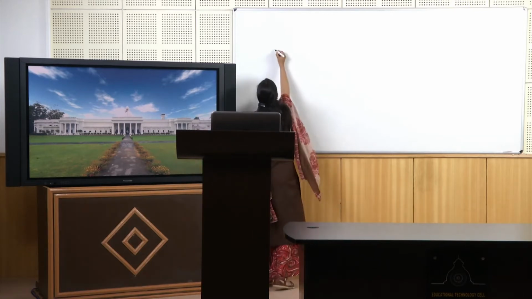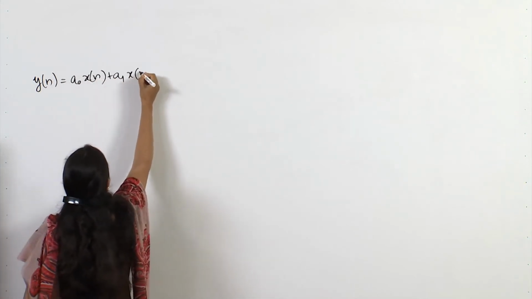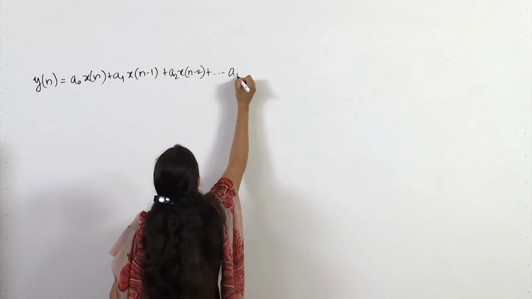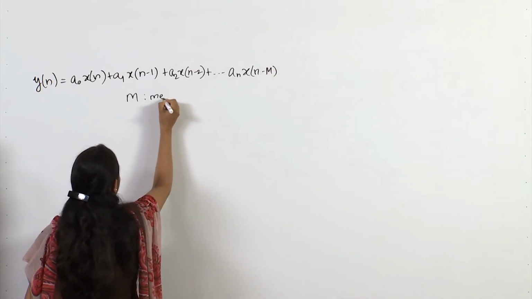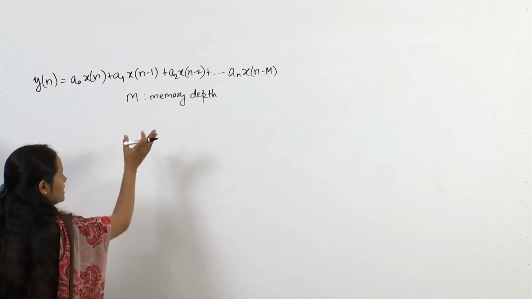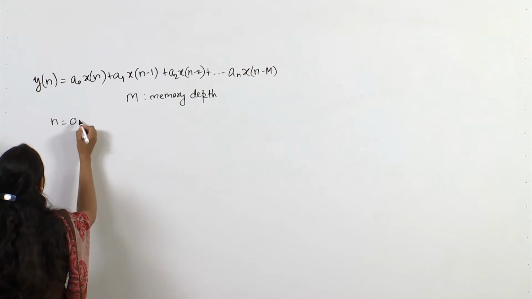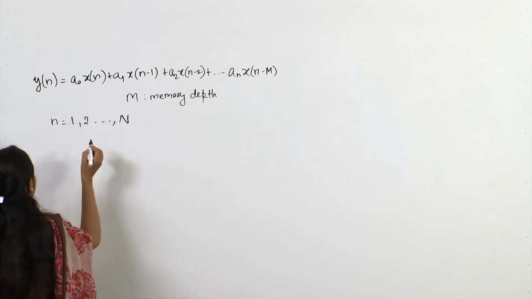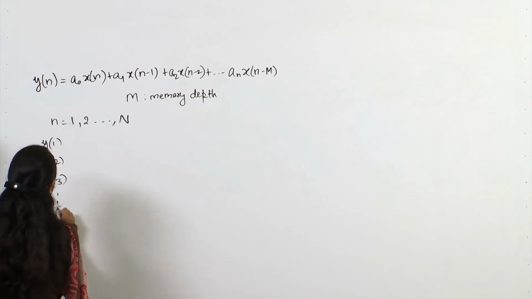So for the FIR model, our y[n] was a function of the input signal and its previous values of the input signal. M is the memory depth here, so basically we can represent the same thing as a matrix also. If we take different values of n, from n equal to 1 up to N, positive integer values, then we can represent this as y1, y2, y3 up to yN.